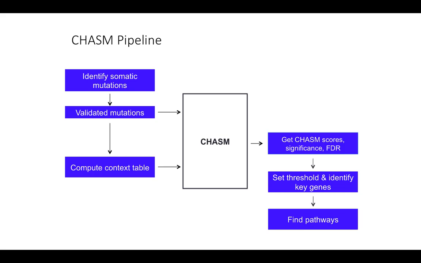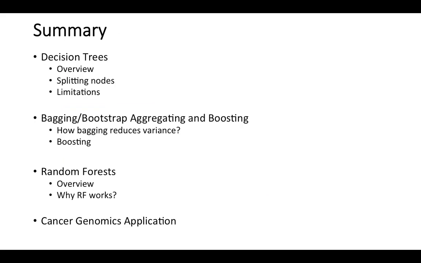This is a pipeline that I developed using CASM. But anyway, in summary, the key thing to note in a decision tree is what metric you're using, because it's highly sensitive to the metric, and where you split the nodes, and the limitations. Some of these things can be overcome by bagging, bootstrapping and boosting. And also you can use the random forest classifier.